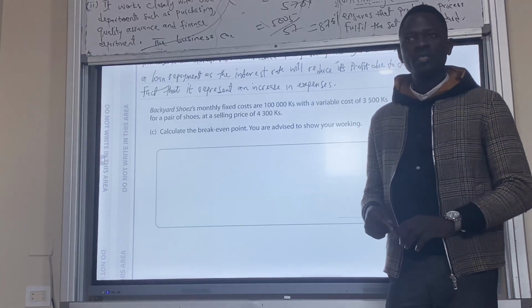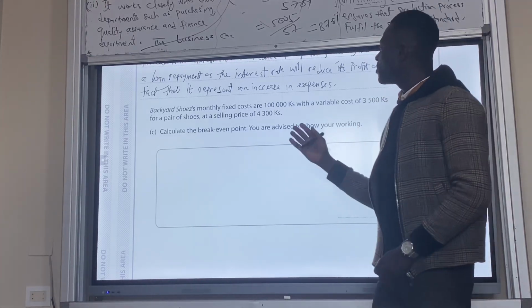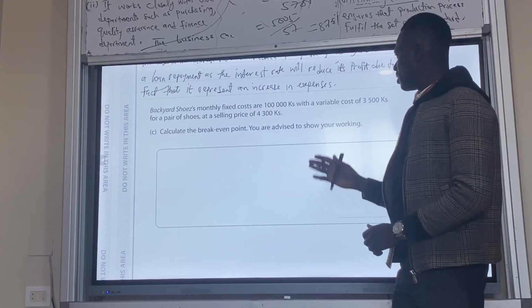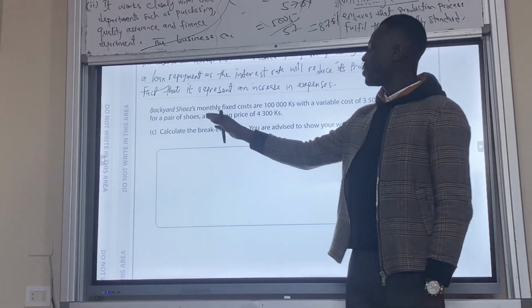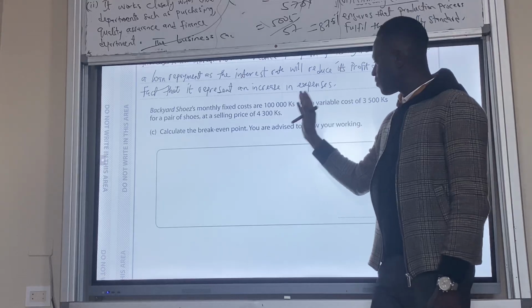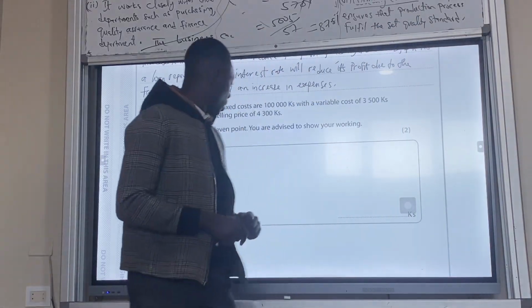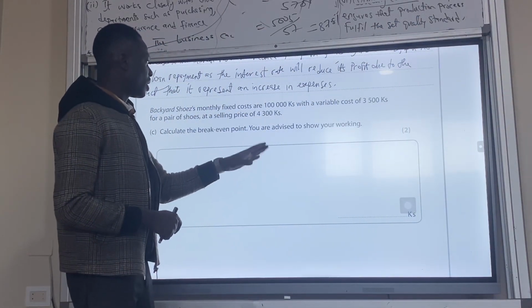Alright, we'll go to question 3c. It says Bakashi's monthly fixed costs are 100,000 with a variable cost of 3,500 for a pair of shoes at a selling price of 4,300. Calculate the break-even points. You are advised to show your working.